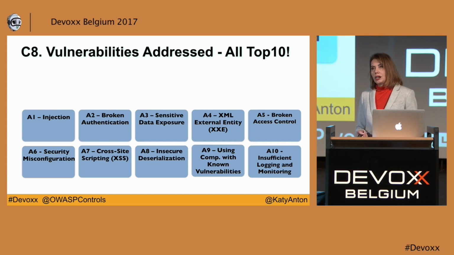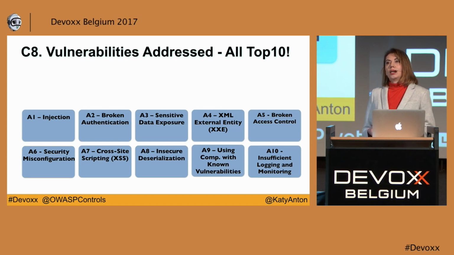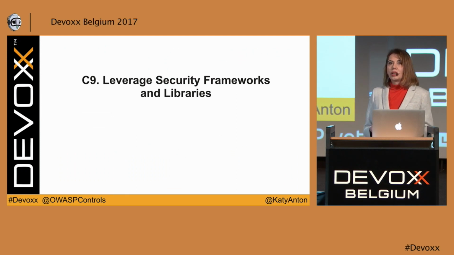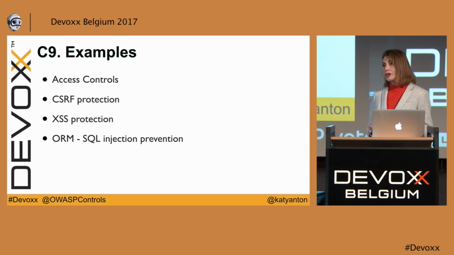So the way to deal with this is to use security frameworks and libraries that have already been designed with security embedded in. And this is control number 9: leverage security frameworks and libraries. Not only does this save time, but it can also reduce security design flaws and implementation flaws. For example, we can choose a framework with well-designed access controls and CSRF protection. We can bring in a library to protect against cross-site scripting or an ORM to prevent SQL injection.